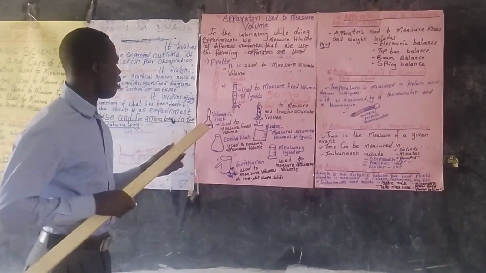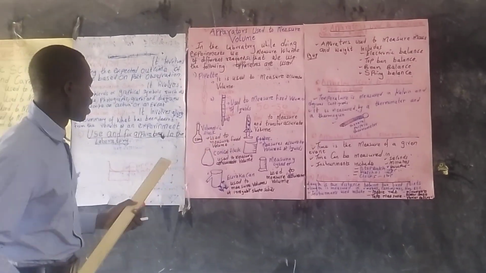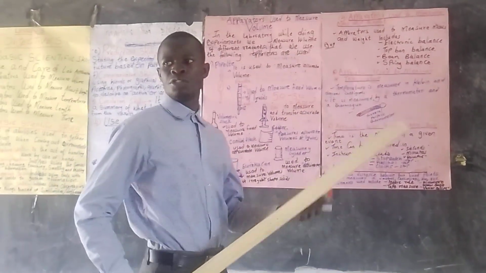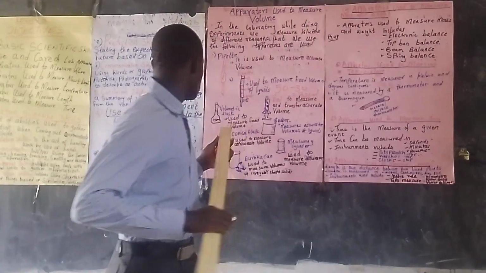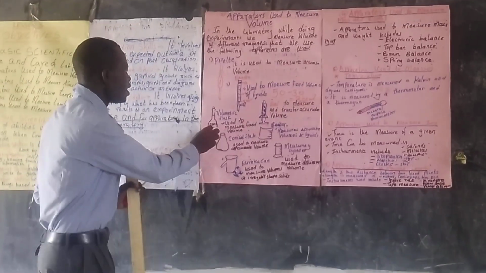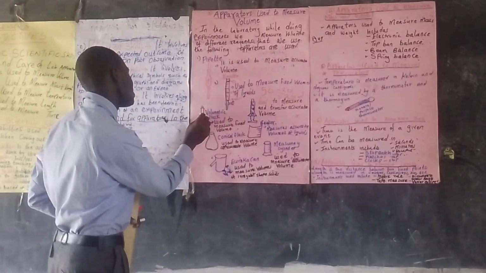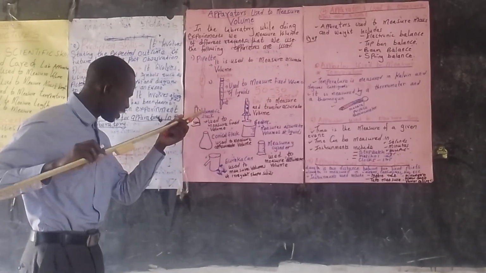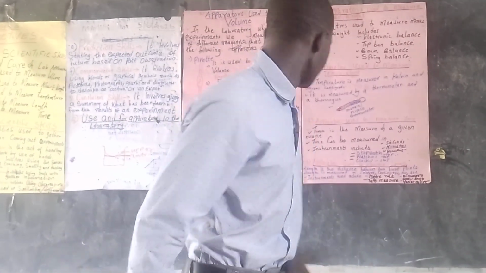Now we have what we call a volumetric flask. Volumetric flasks have different sizes. We have a 250, a 500, and a 1000. So we should be able to understand, it is used to measure fixed volume. It works the same as a pipette. It has a mark. Therefore, when the solution reaches that mark, it gives the accurate volume that is required.